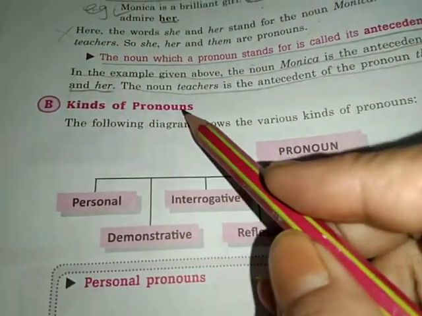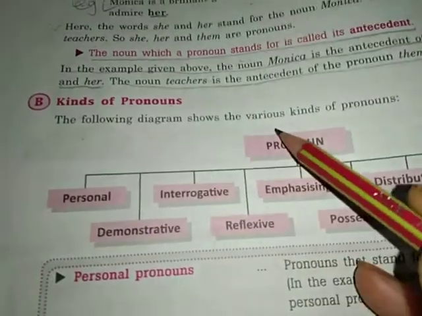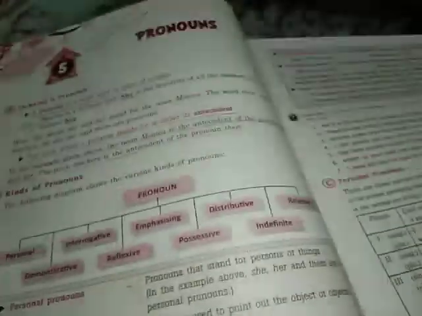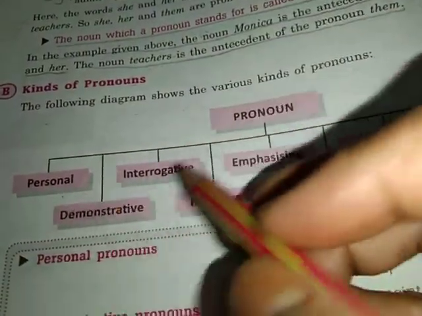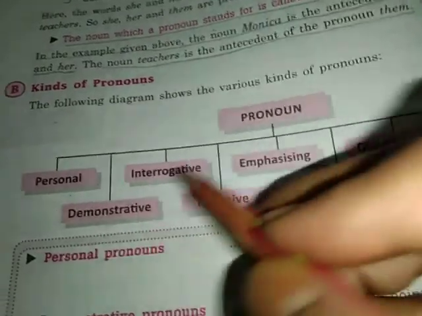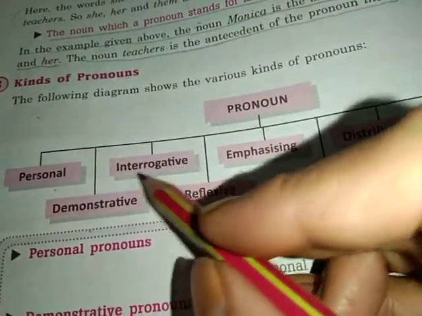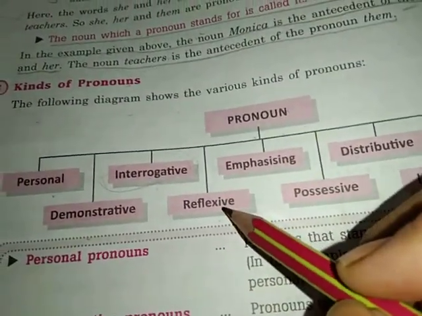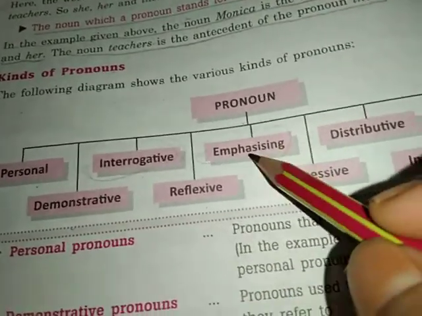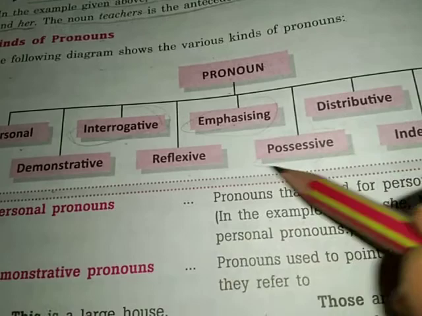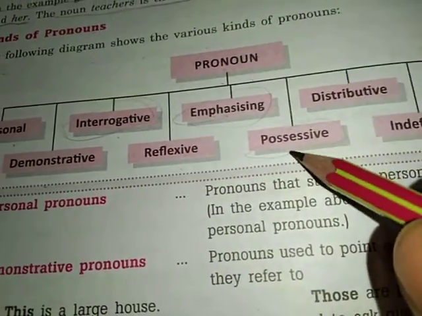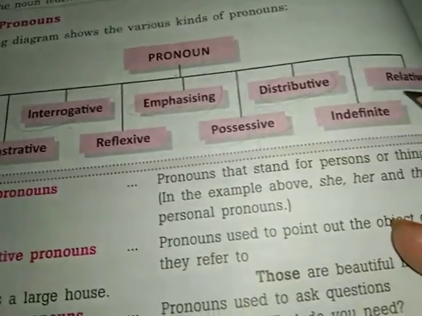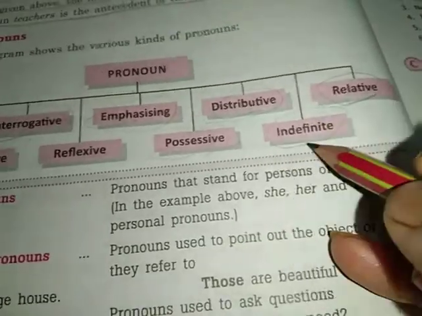Now let us study further kinds of pronouns. The following diagram shows the various kinds of pronouns. Pronouns have different types. So what are the different types that we can study now? Pronouns are number 1 personal pronouns, number 2 demonstrative pronouns, number 3 interrogative pronouns. Interrogative, as the name suggests, are question-asking pronouns normally. Then reflexive pronouns, emphasizing pronouns which give more emphasis on certain nouns. Then possessive pronouns which show belonging, distributive pronouns, relative pronouns and indefinite pronouns.